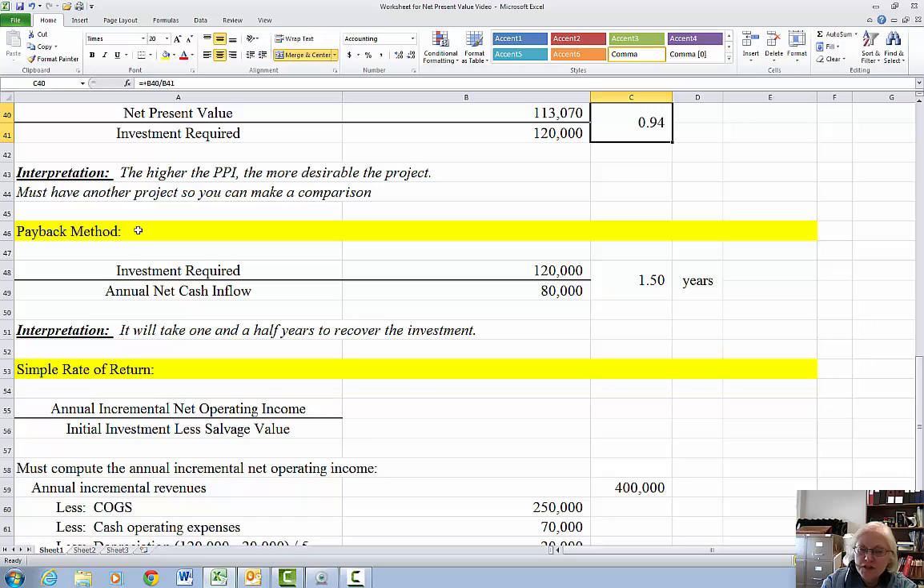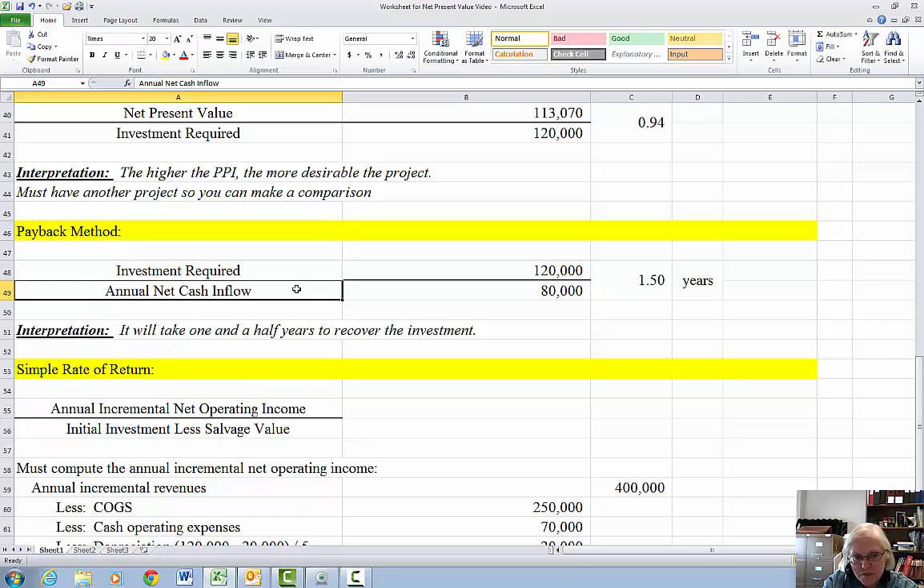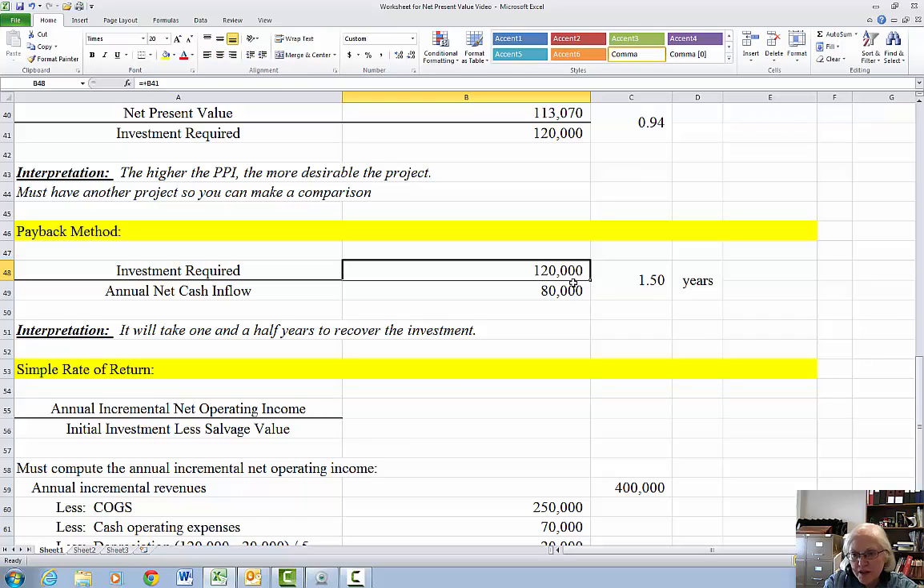Another way to look at projects is with the payback method. As long as your cash flows are the same, there's an annual amount, you take the investment required divided by the annual net cash inflow, and it tells you, in this case, if we invest 120 and we're going to get $80,000 back a year, then we're going to recover our cost in a year and a half. That's not too bad. Okay, so you can use the payback method.